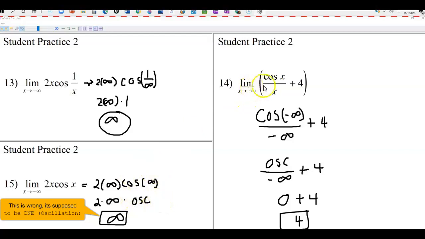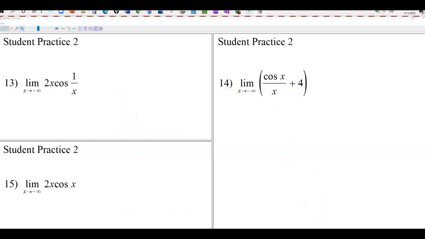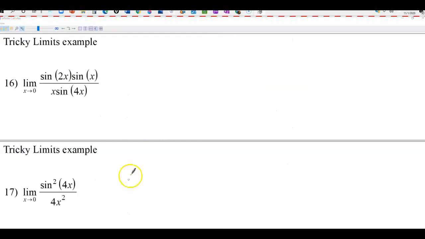All right, let's go ahead and take a look at number 14. Plugging in the negative infinity here, we end up with this expression. Now, cosine of negative infinity is oscillation. But that's the cosine, so this oscillation is just like a number. So it's like you have a number over infinity, which is just 0. And so we end up with 0 plus 4, which is 4 as a final answer. All right, let's go ahead and see what else we got. So these are some trickier examples here.